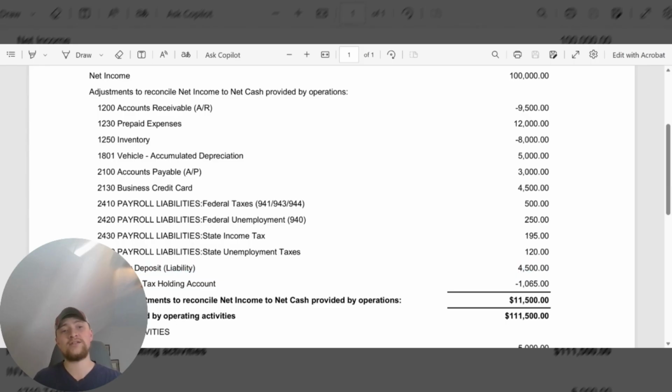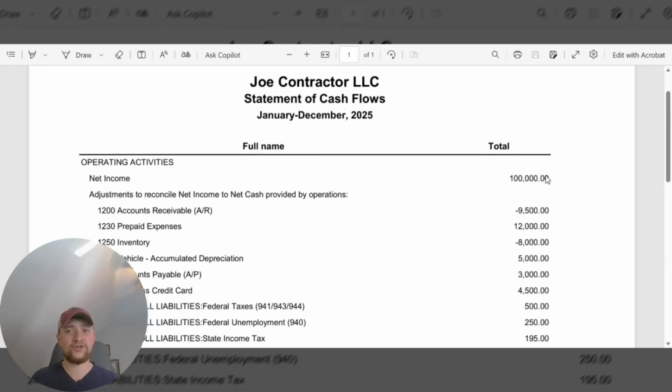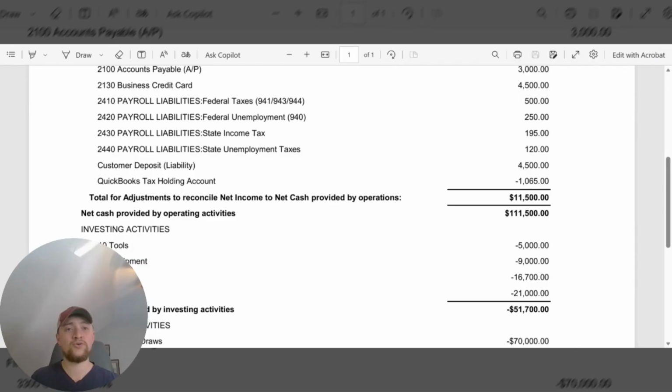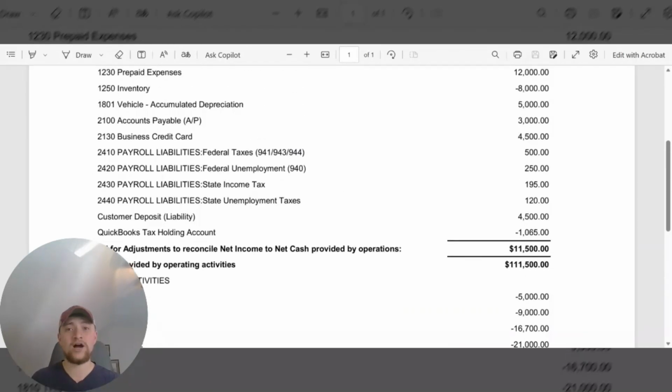And then customer deposit liability is this last one here. You get deposits on jobs from customers. Those are liabilities since you've not actually done the work yet, and they should be hitting the balance sheet. So they're not affecting your net income. It's not counted as income when you get a deposit liability, but you do receive the cash. So we're adding that cash back in.